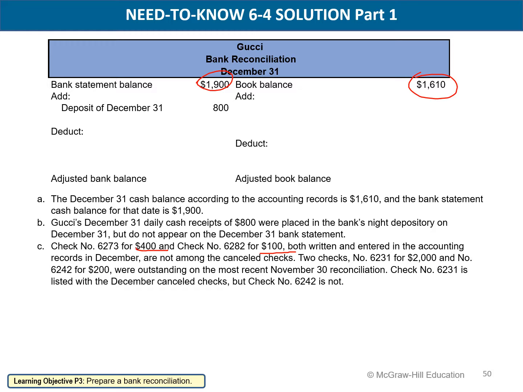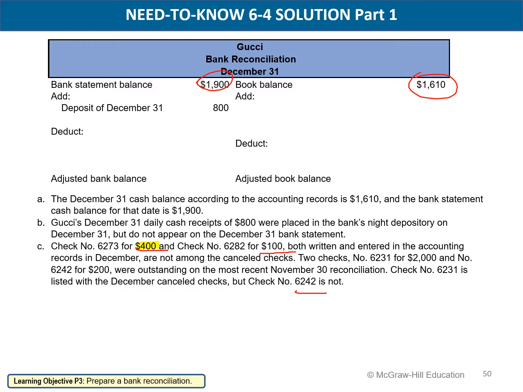All right, so they told us that two checks were on the November rec as outstanding, but they're telling us that the 6231 check for $2,000 was listed with the December canceled checks, so that means it's cleared the bank. But 6242 is still not cleared. So let me get my highlighter.